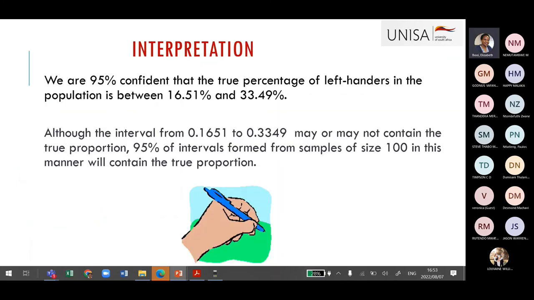In terms of interpretation, we can say we are 95% confident that the true percentage of left-handers in the population is between 16.51% and 33.49%.